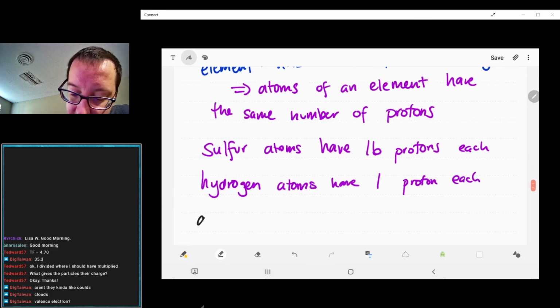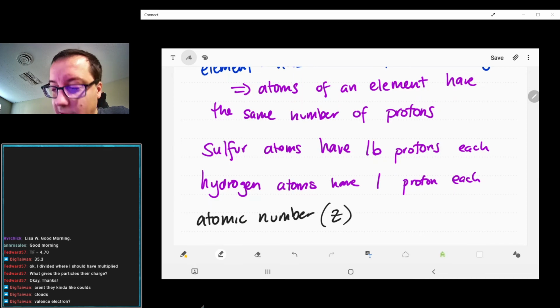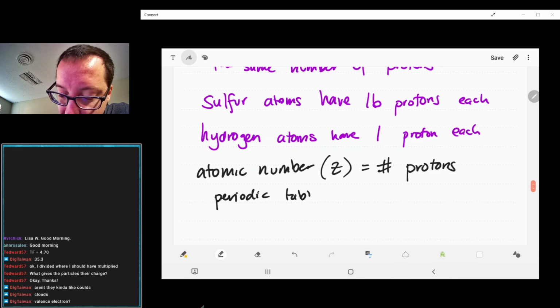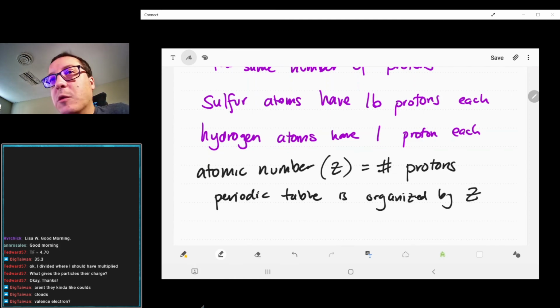We're going to see that we call this number the atomic number, which of course is given the abbreviation Z, because why not? That is going to be our number of protons. And we're going to see that the periodic table is organized by your atomic number.